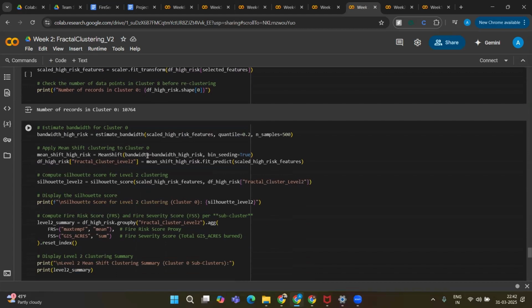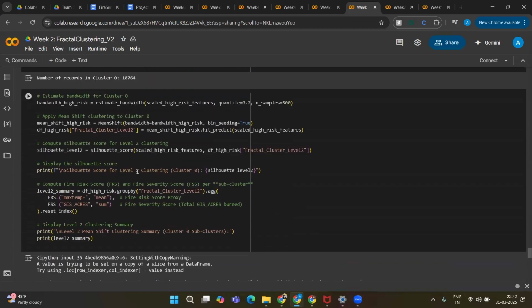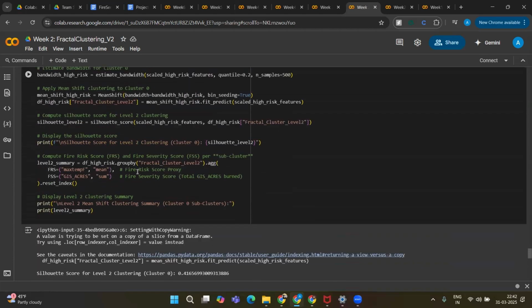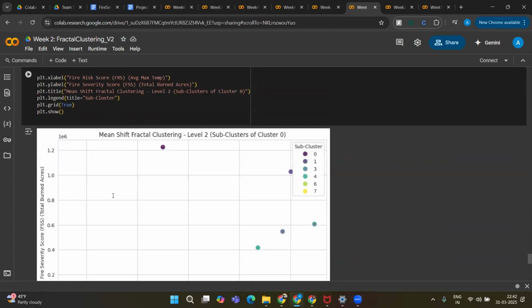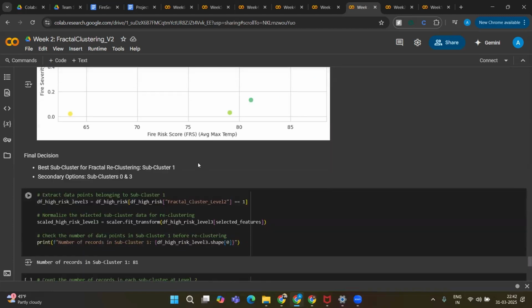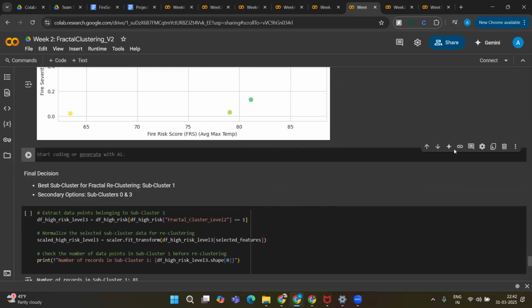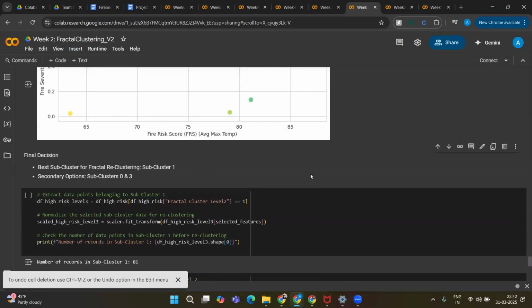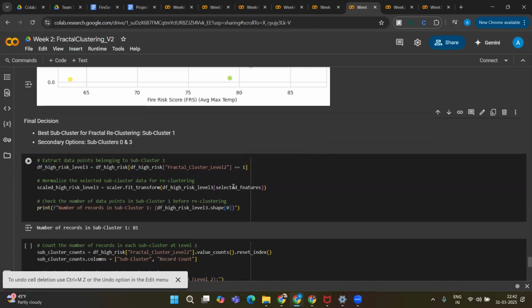And then on cluster 0, we again did the subcluster fractal clustering, the division thing that we did. And then again, you can see all of these are the subclusters that we got. And then this is the plot that we have for all the clusters. The best subcluster for fractal reclustering is subcluster 1, because it has high values of both FRS and FSS. And then we just have another option of using 0 or 3.